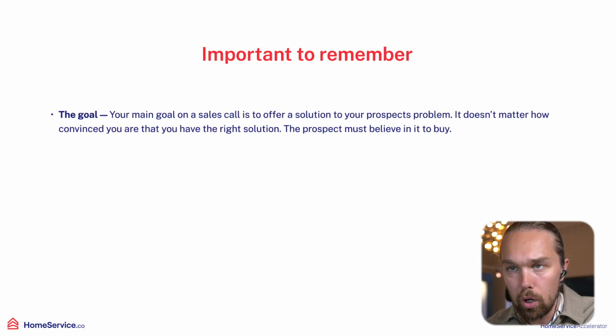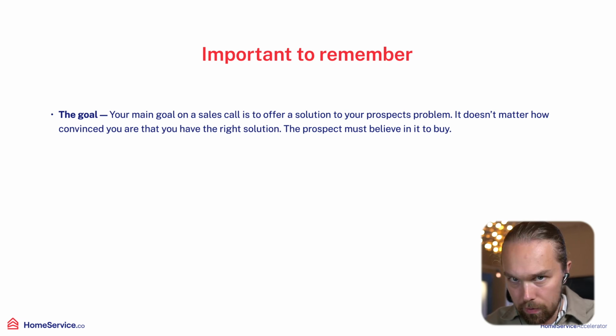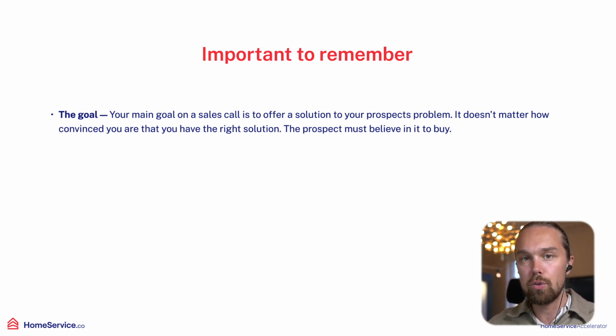So the first thing I want to talk about is the actual goal, right? What is the goal with the sales call? So your main goal on a sales call is to offer a solution to your prospect's problem. It doesn't matter how convinced you are that you have the right solution, the prospect must believe in it to buy. So what I mean by this is that the main goal you have on the sales call is to get the prospect to understand that you have the best solution for the problem. And I'm going to go over in just a second here how we actually accomplish that.